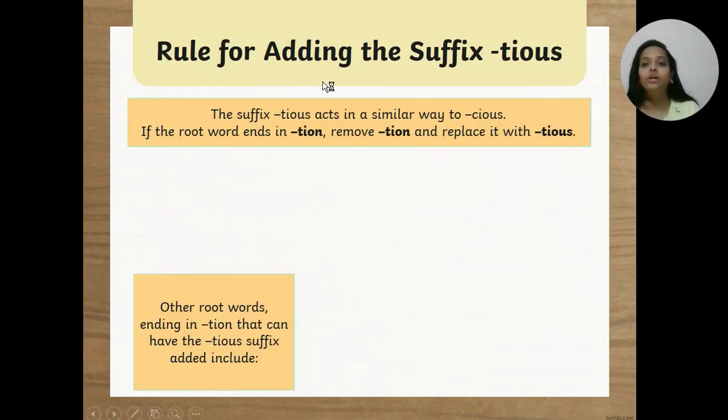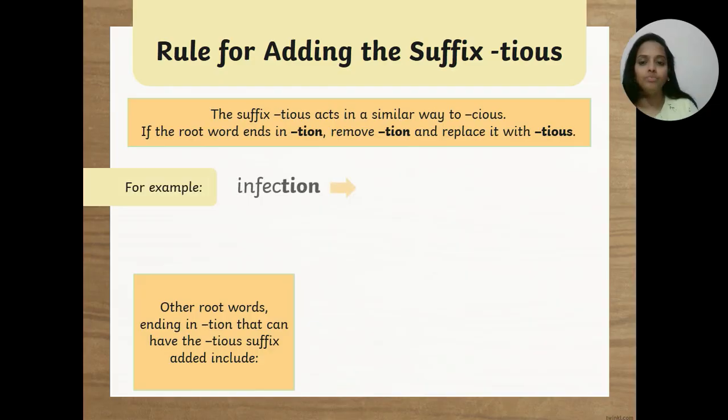Now the next one is adding the suffix TIOUS. We say it in the same way, "shus", but here it's TIOUS. So when should we add this TIOUS? It acts in a very similar way to CIOUS. If the root word ends in TION, then you have to remove the TION and replace it with TIOUS. Simple. For the previous one, CIOUS, we remove the CE and add the suffix CIOUS. But here, if the word ends in TION, remove that and add the suffix TIOUS.